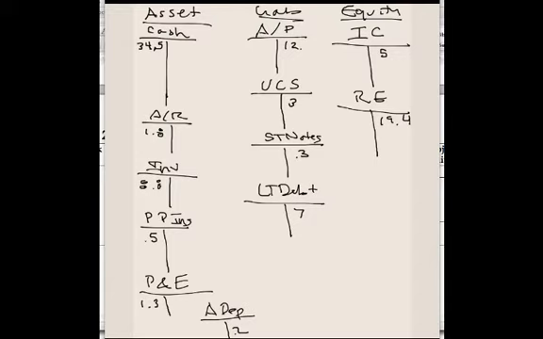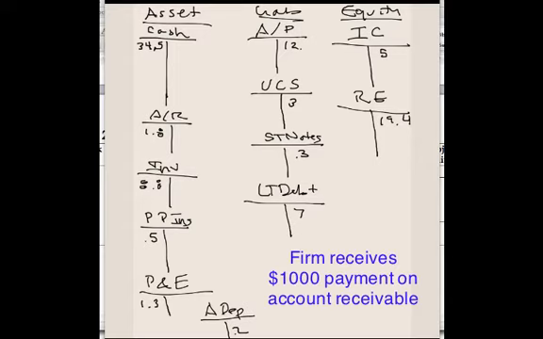Okay, so now we've recorded all of these balances. Let's go ahead and actually start recording the transactions now. The first transaction says the firm received a $1,000 payment on accounts receivable. So sometimes it's best to think about the effect on cash. If we received a payment, that means it increased cash. Cash is an asset. An increase in an asset is a debit entry. So I'm going to put $1,000 right there.